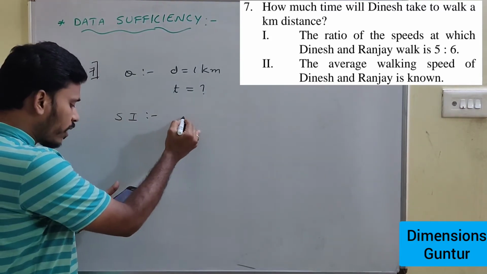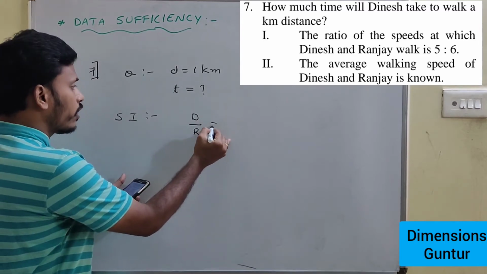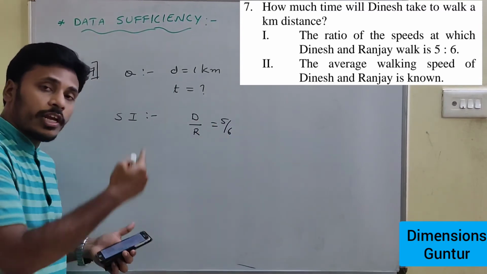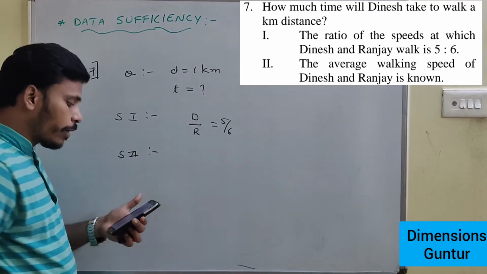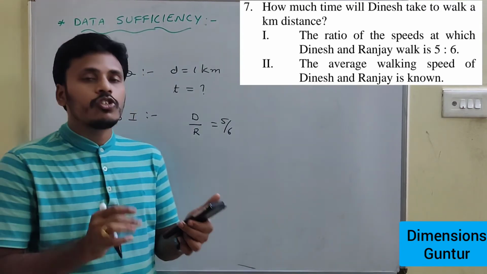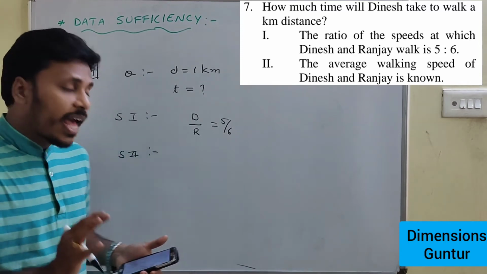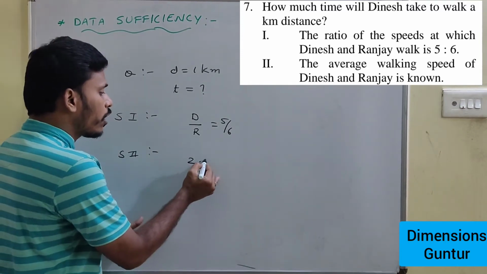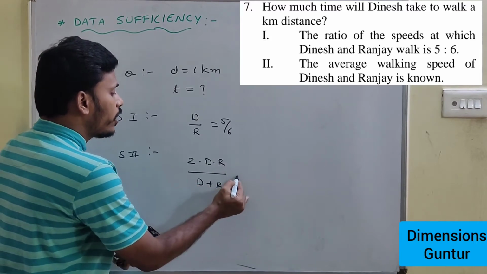Statement 1 is given that the ratio of the speeds of Dinesh and Ranjay is 5 by 6. So the ratio between Dinesh and Ranjay speeds is given like 5 by 6. Whereas in statement 2, the average walking speed of Dinesh and Ranjay is known. We have the average walking speed of those two persons. Average walking speed is nothing but 2xy by x plus y, that is 2dr by d plus r, is known.